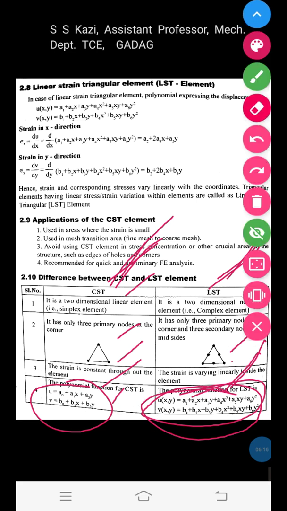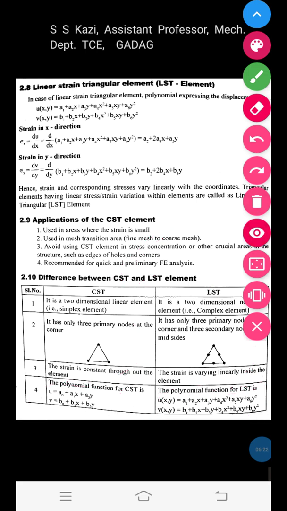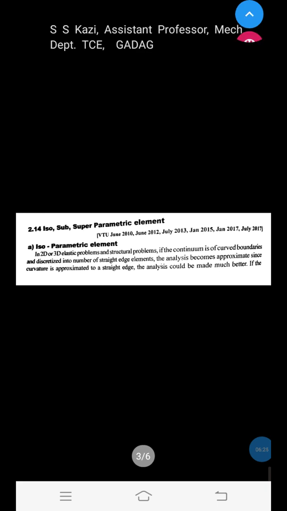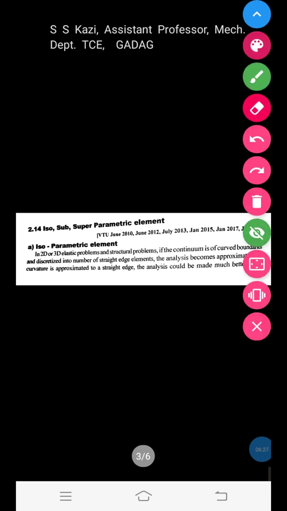Okay, these are the differences. This is the difference between CST and LST element, my dear students. Now we will discuss isoparametric, subparametric and superparametric elements.